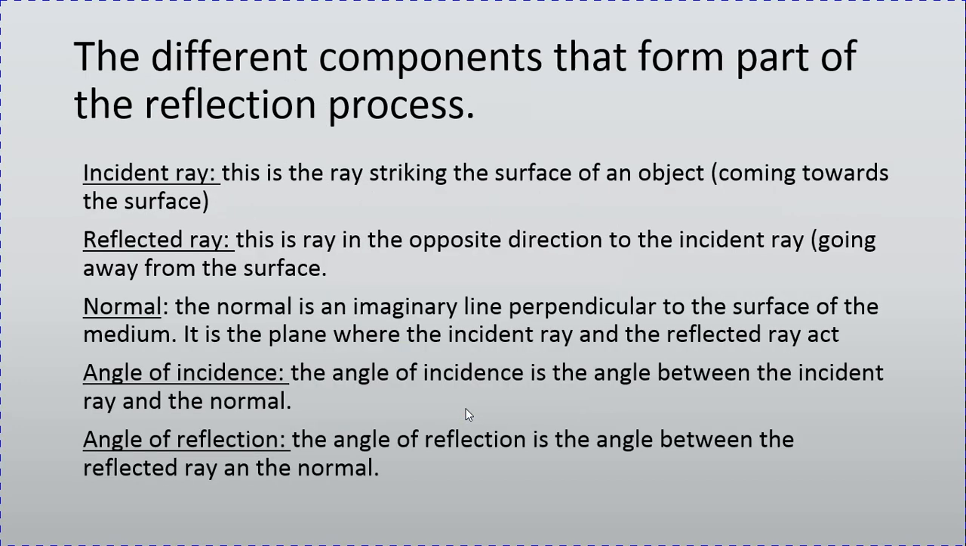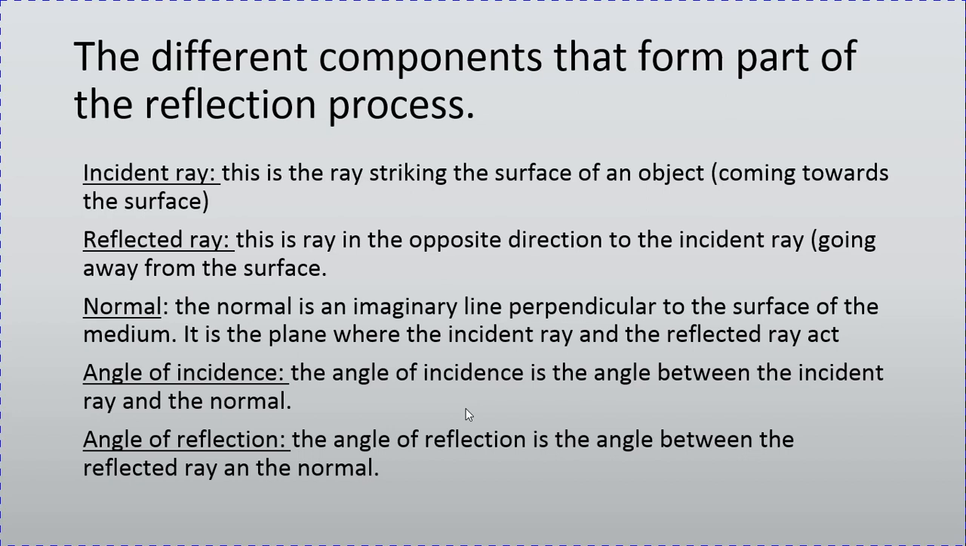The different components that form part of the reflection process. Incident ray. This is the ray striking the surface of an object, coming towards the surface. Then moving on to reflected ray. Reflected ray is the ray that is moving in the opposite direction to the incident ray, going away from the surface.